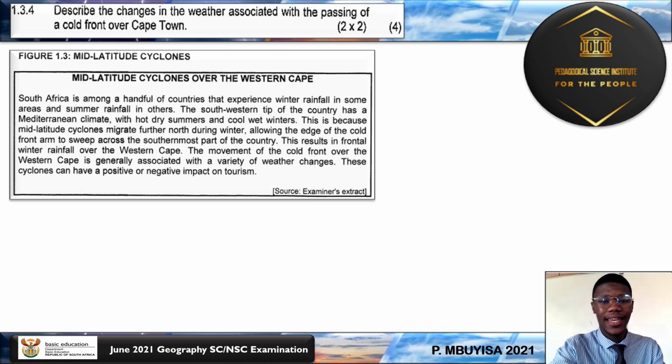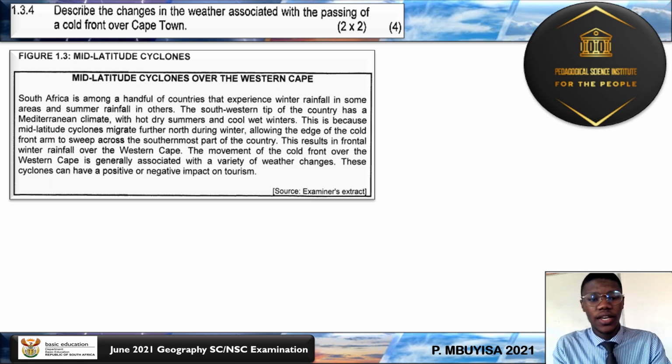Describe the changes in the weather associated with the passing of a cold front over Cape Town. Now, remember we said that in the southwestern tip of the country, you get winter rainfall, and this winter rainfall is caused by what? It's caused by these systems called mid-latitude cyclones. Because remember that as they are cyclones, they are associated with unstable weather conditions, which means they're associated with some form of precipitation.